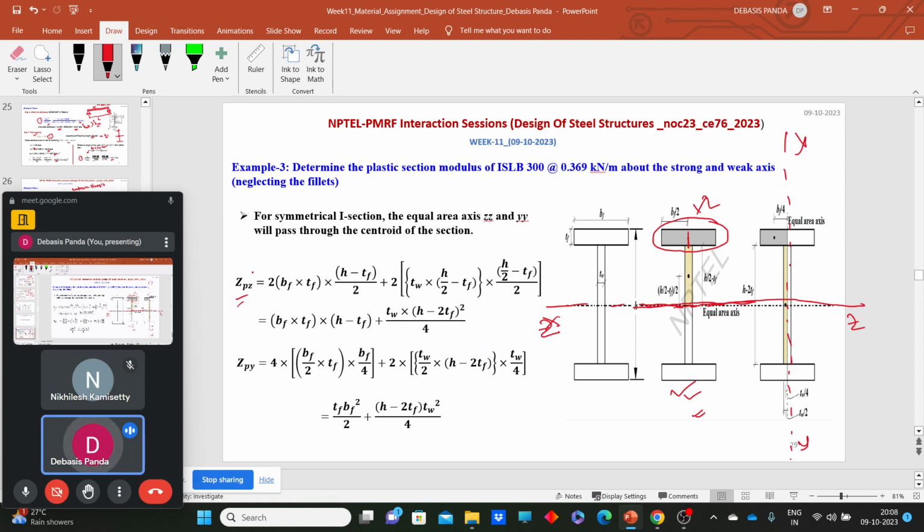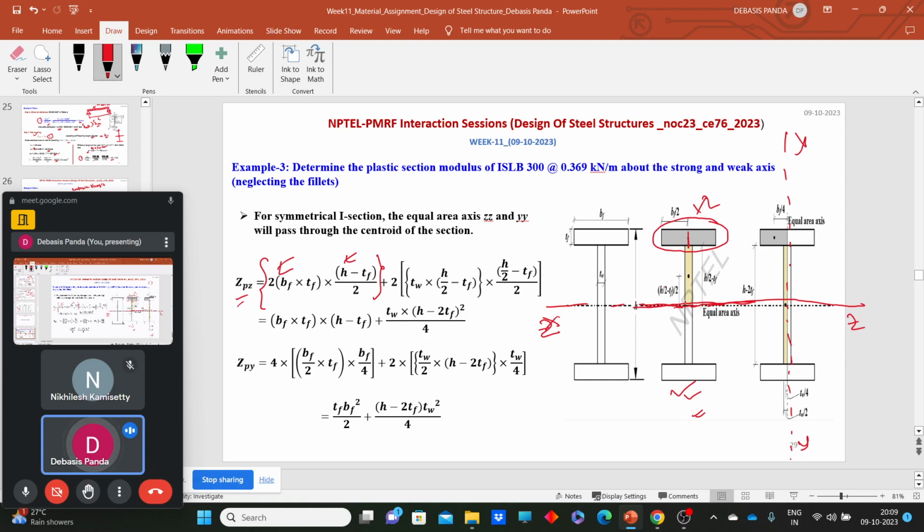So here you can see for the flange portion, this is the value. This is nothing but the area, B into TF, for both sides, and this is nothing but your CG distance, H minus TF by 2, and this is nothing but your HF, what I was talking about earlier.